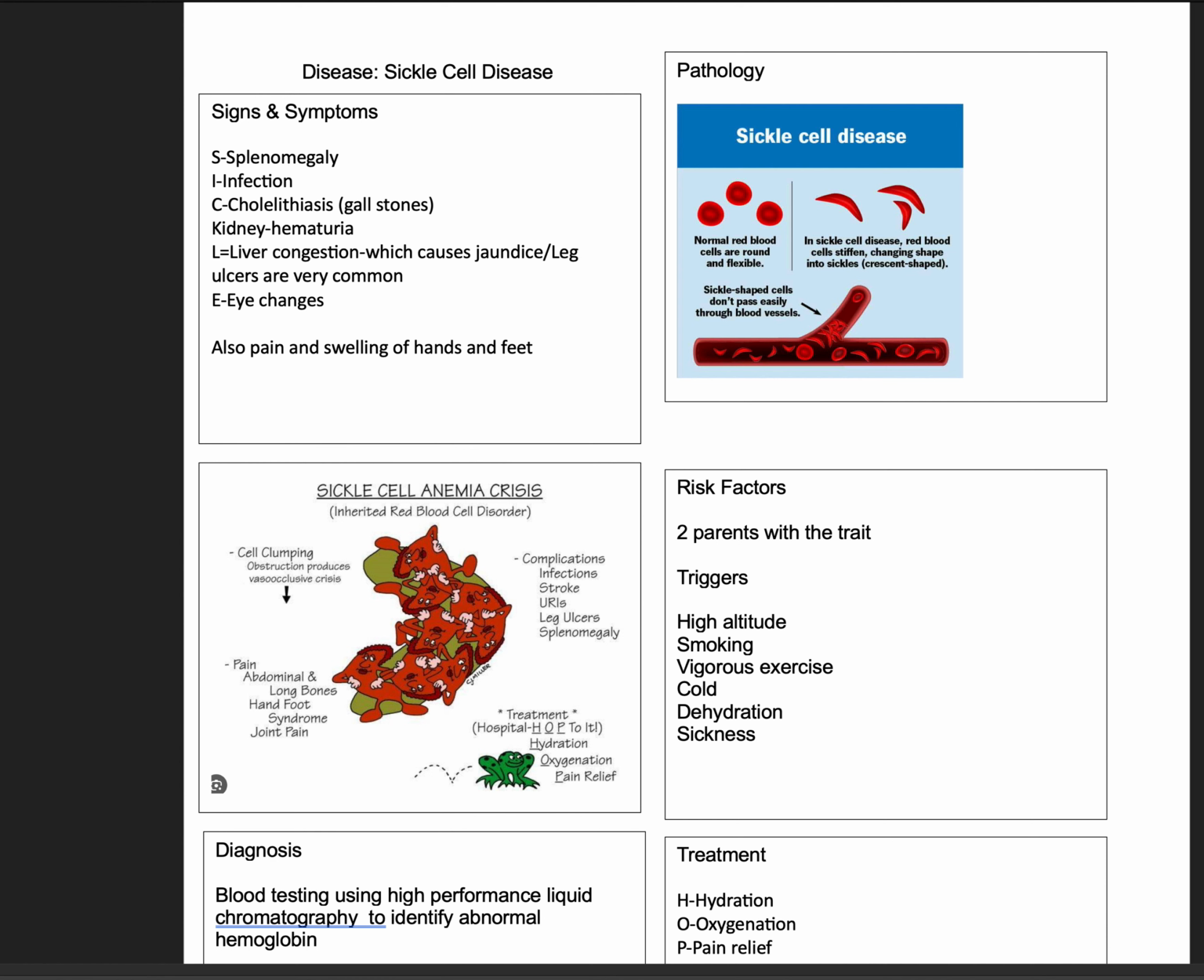Sickle cell disease is passed on from both parents. It's a genetic disorder, and both parents have to have the trait to pass it on to the infant. Okay, so what happens in sickle cell? They're born with this genetic trait, and they have an abnormal hemoglobin.